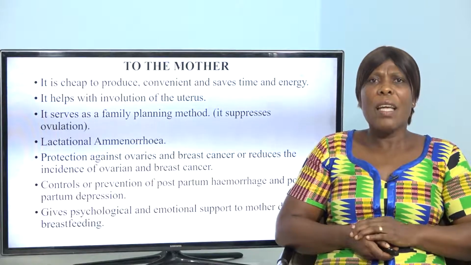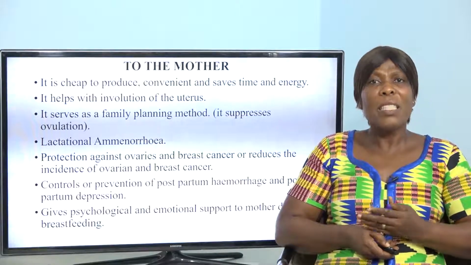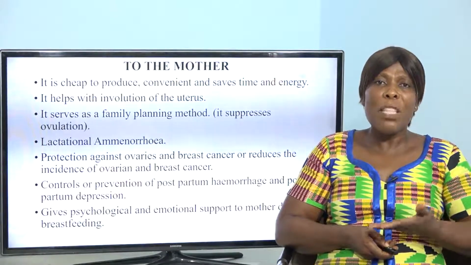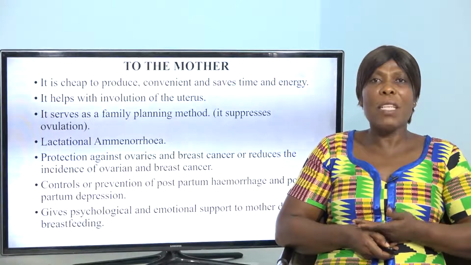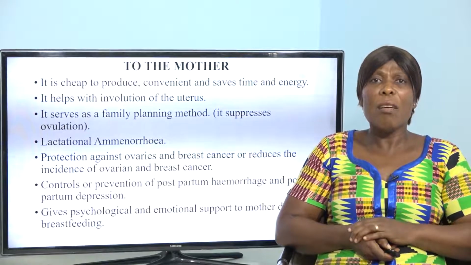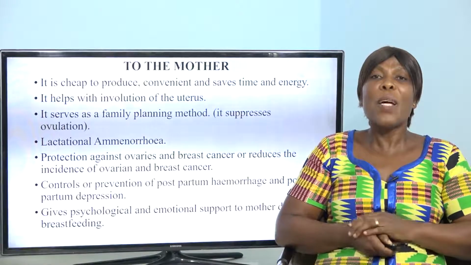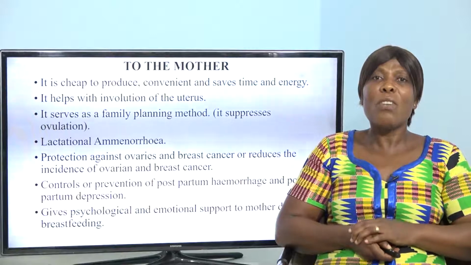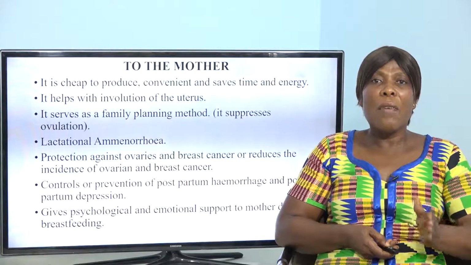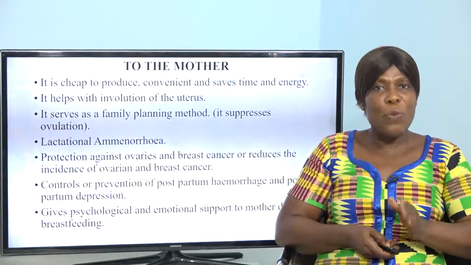Ovulation. And as there is no ovulation, there is no way that the woman can be pregnant. Some women, as they are breastfeeding, hardly get pregnant because they don't menstruate. So in the process, we have what? Lactational amenorrhea. The woman is not menstruating, there is no production of eggs. So anytime the woman has an affair with the husband, the sperm will never get any egg to fertilize.